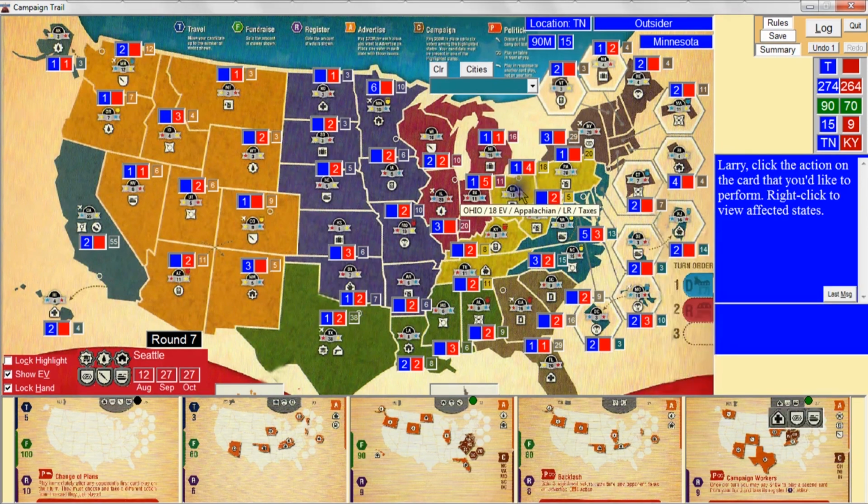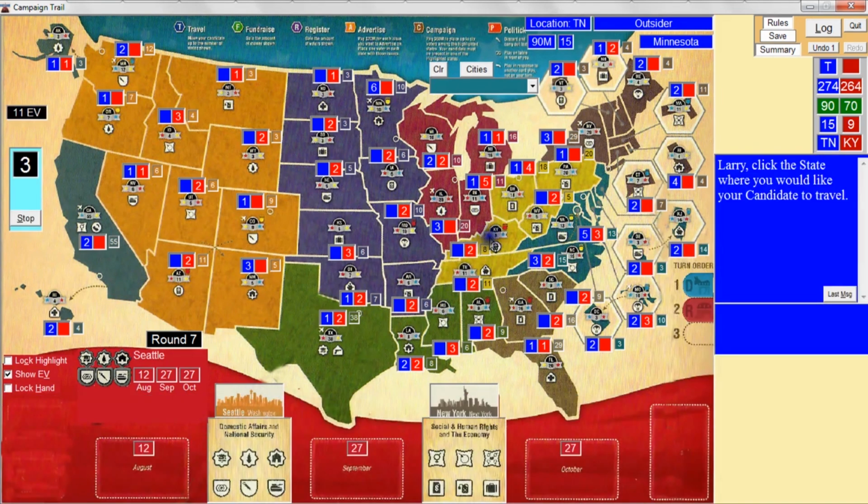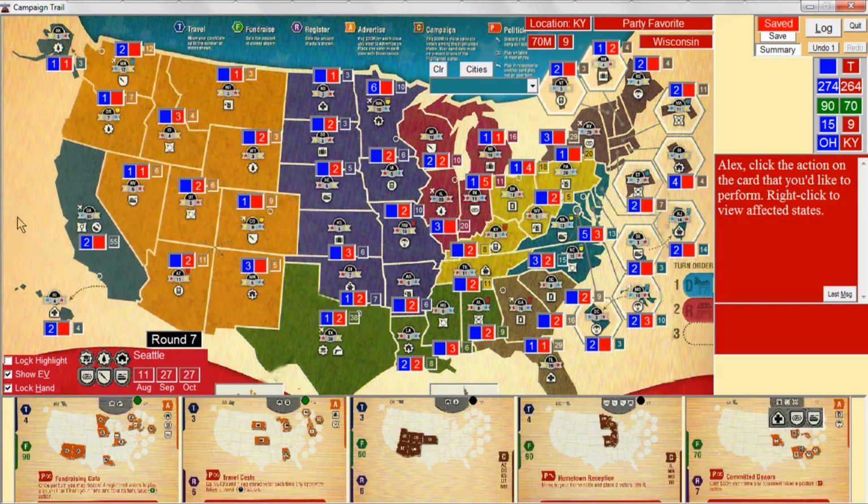I need to put a bigger stance down in Ohio and maybe even in Michigan. I think I'm going to travel north. I'm going to use this card to travel up to 3 states away and get myself up to Ohio. And stop there. Okay. Alex.